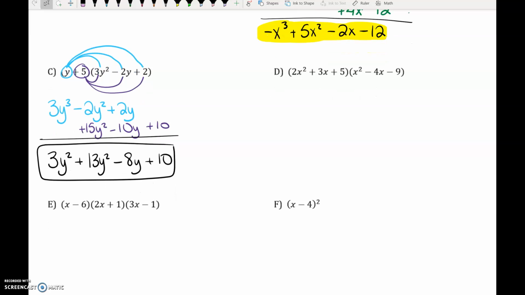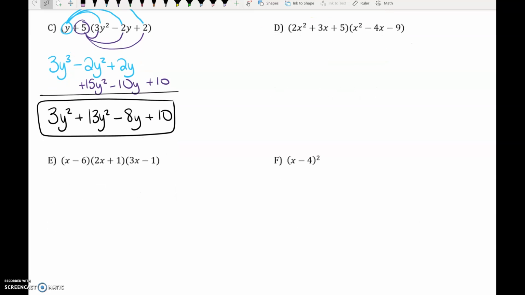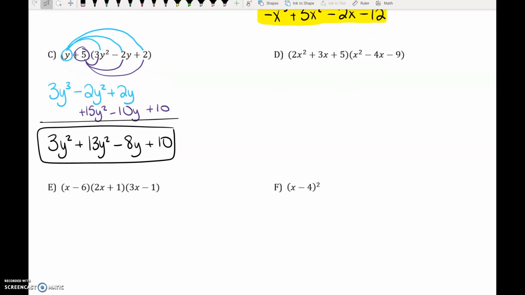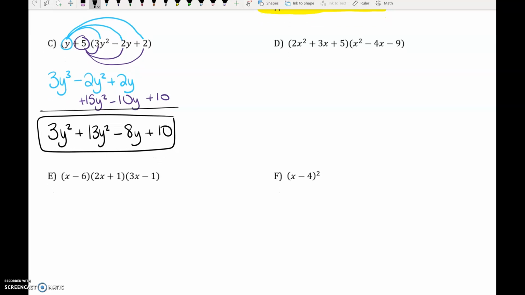Okay, example D. I'm definitely going to stack in example D. If we're multiplying a trinomial with another trinomial, we're going to end up with 9 terms. So you're either going to have a huge long list of 9 terms, or we can stack them up to make it a little bit easier.